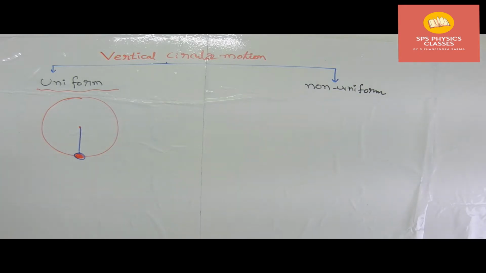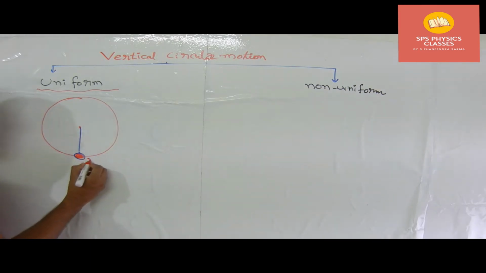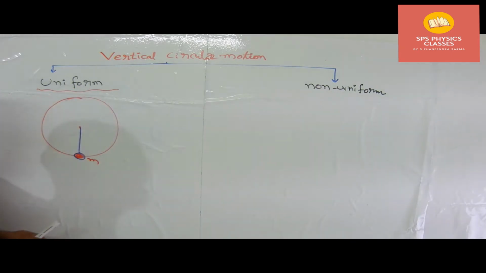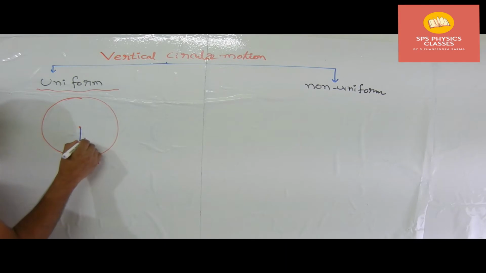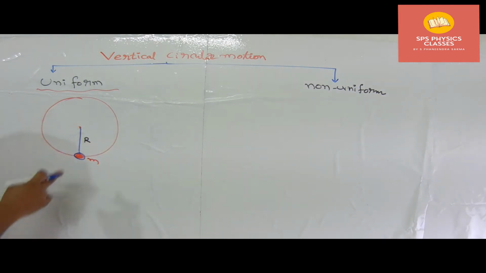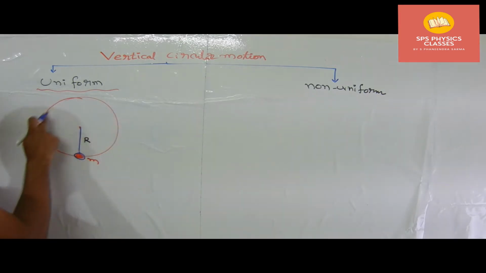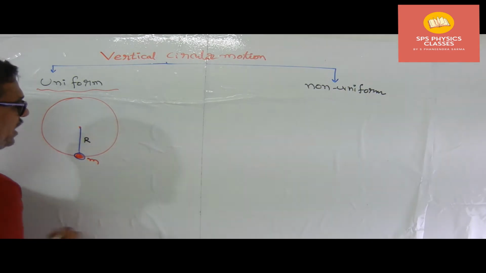In the vertical circular motion, we have two types of situations. Number one, the first situation is uniform circular motion. Under uniform circular motion, what do we have to take care of? An object of mass m is allowed to rotate in a circular track of radius r. The radius of the system is r and the mass is m. If the system is allowed to rotate in the track, then what will happen?